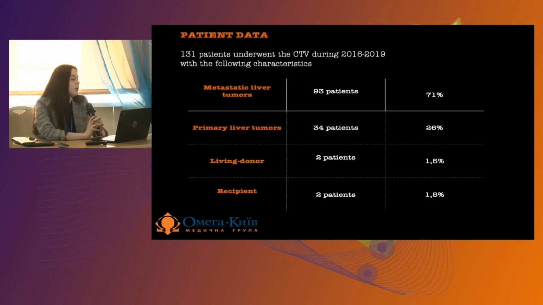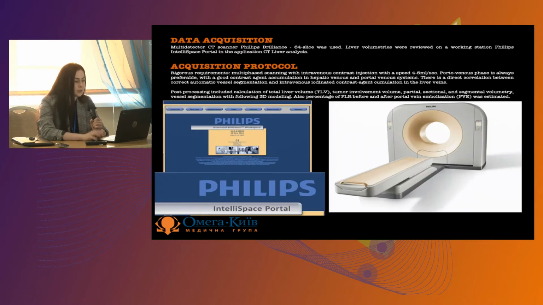Patient data. We had 131 patients who underwent computed tomography volumetry during 2016-2019 with the following characteristics. We had 93 patients with metastatic liver tumors, 34 patients with primary liver tumors, including cholangiocarcinoma and hepatocellular carcinoma, and also there were 2 living donors and, respectively, 2 recipients.